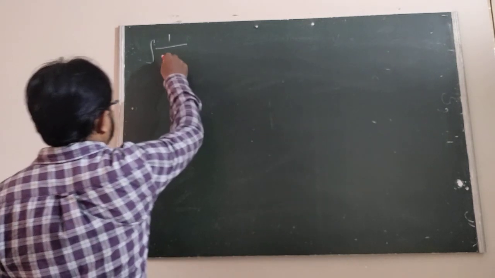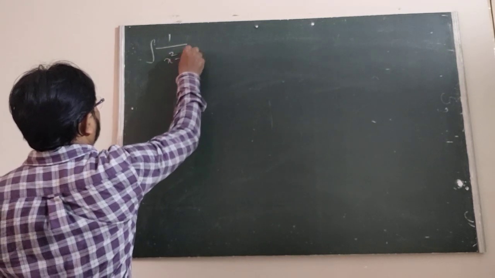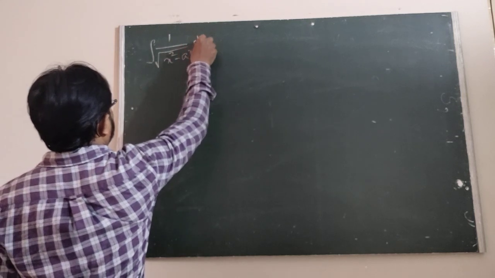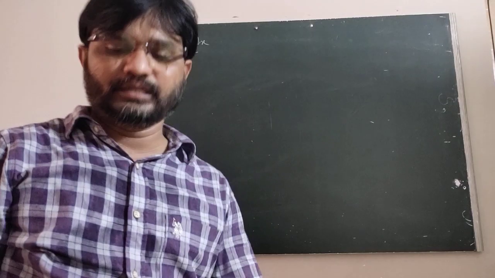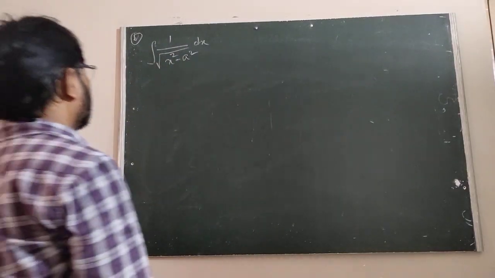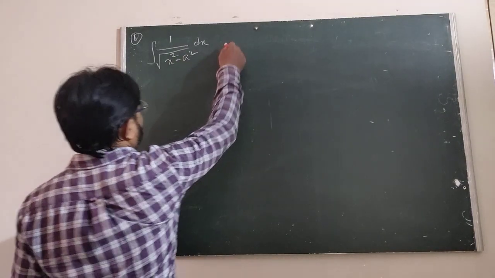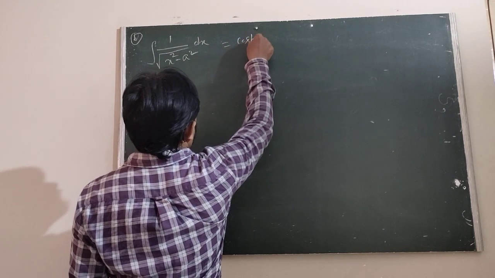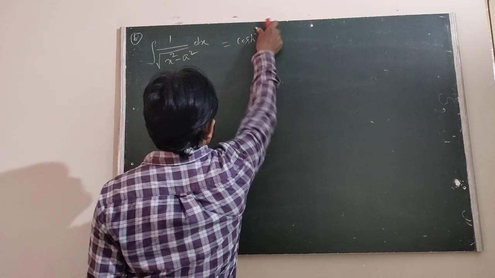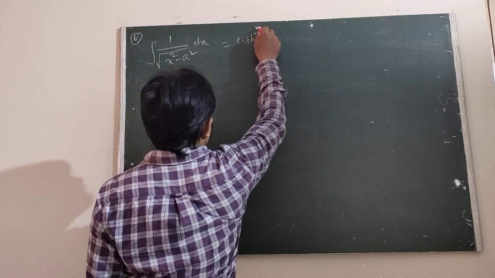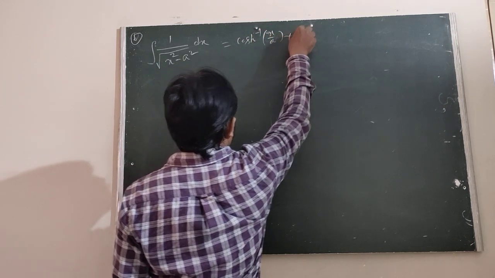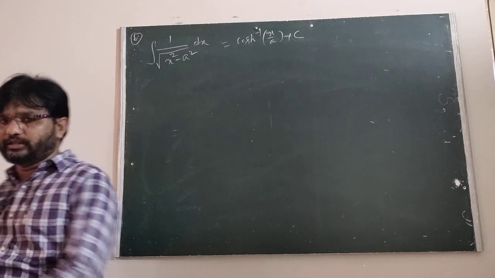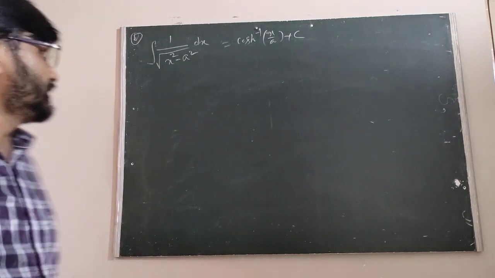Right? So now we are going to find the integral 1 by under root x square minus a square dx. Now this is the sixth one. Integral 1 upon under root x square minus a square is cos h inverse of x by a plus c.